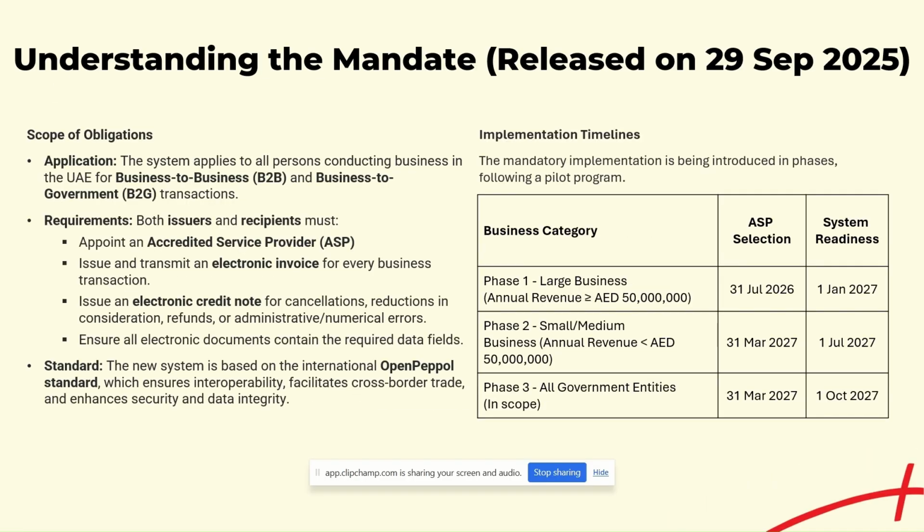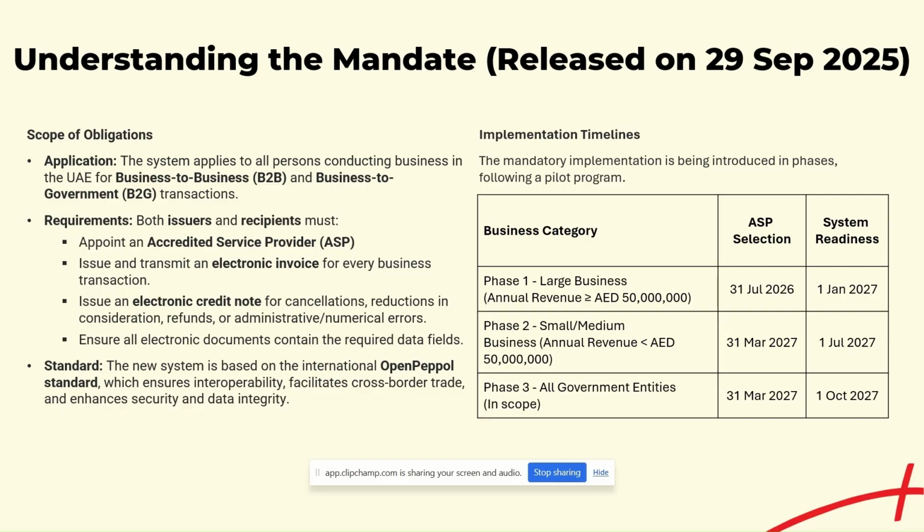Just to make it a little clearer, all business to business and business to government transactions have to use e-invoicing. What are the requirements? Both issuer and recipient must identify an ASP. We have to identify an ASP, and the customer on the opposite side also has to identify an ASP. Electronic invoices are mandatory, so henceforth we will issue and transmit an electronic invoice for every business transaction, whatever invoices we create electronically.